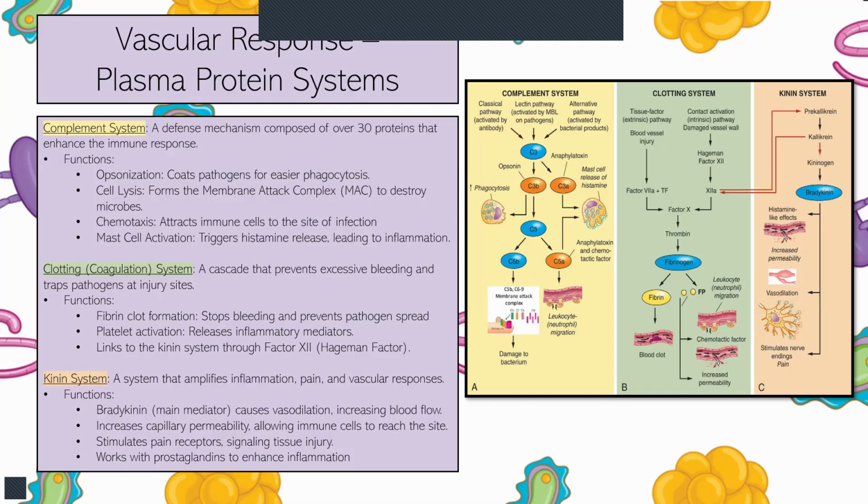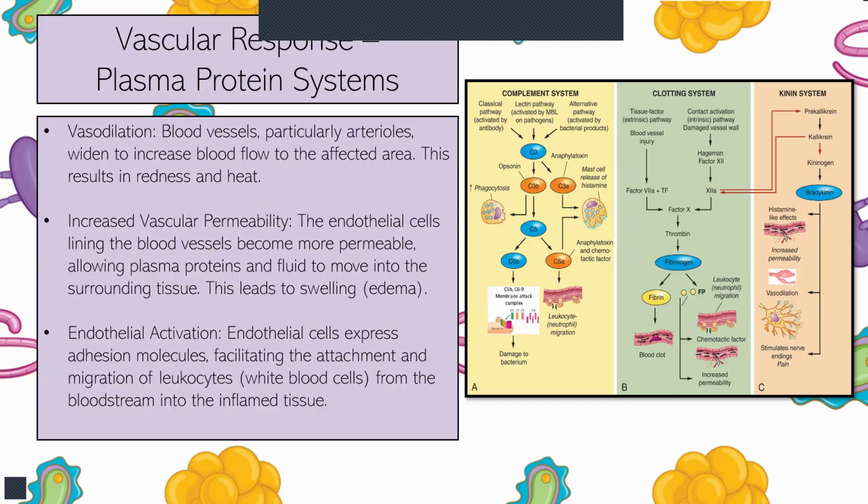The kinin system, primarily through bradykinin, amplifies inflammation by causing vasodilation, increasing capillary permeability, and stimulating pain receptors. It also interacts with prostaglandins to sustain the inflammatory process. Together, these systems ensure a coordinated immune response, promoting healing and pathogen elimination. However, dysregulation can contribute to conditions such as chronic inflammation, clotting disorders, and sepsis, highlighting the importance of balance in immune responses.